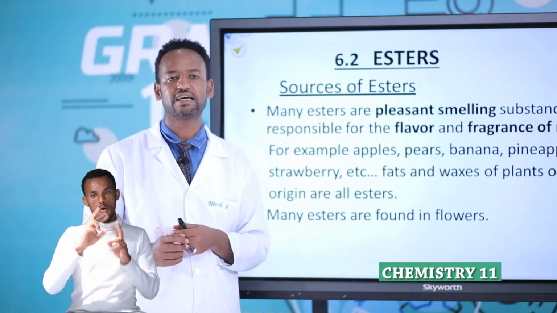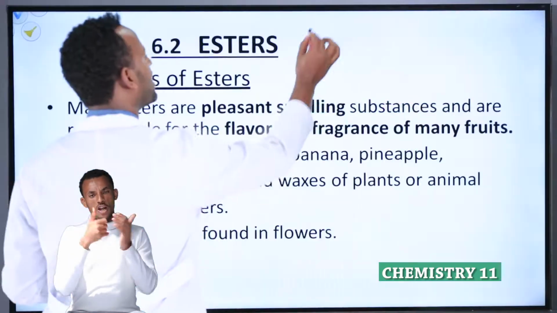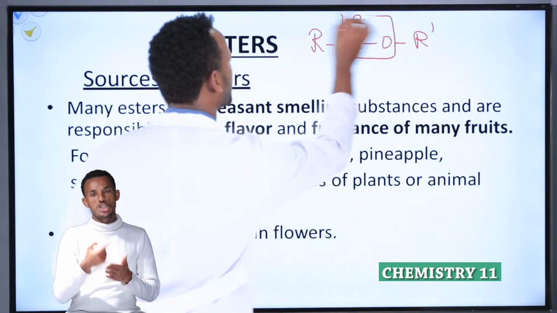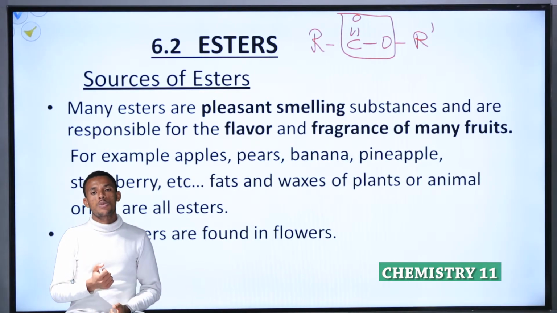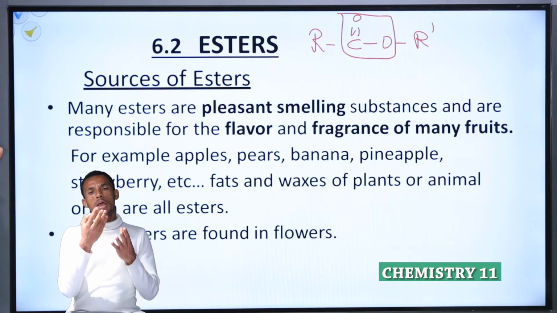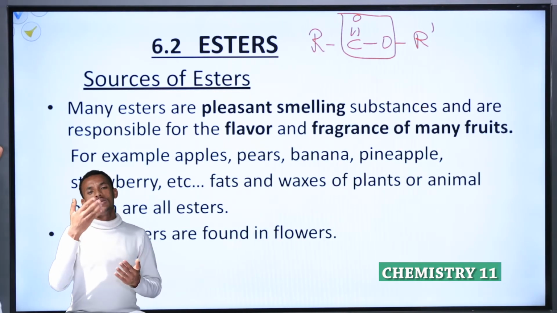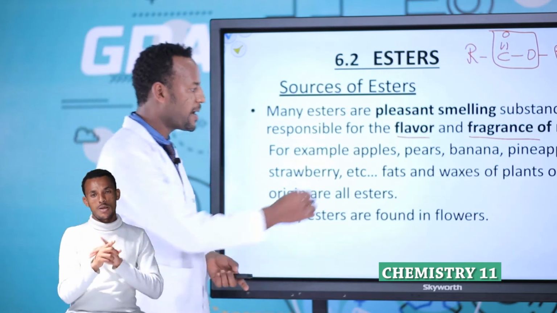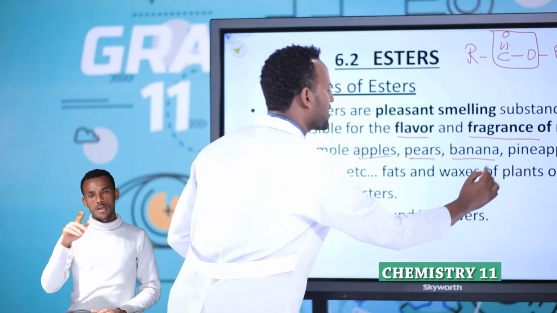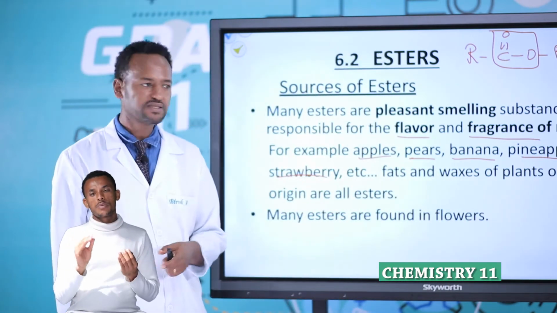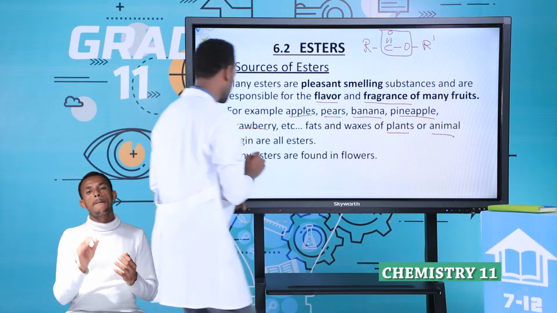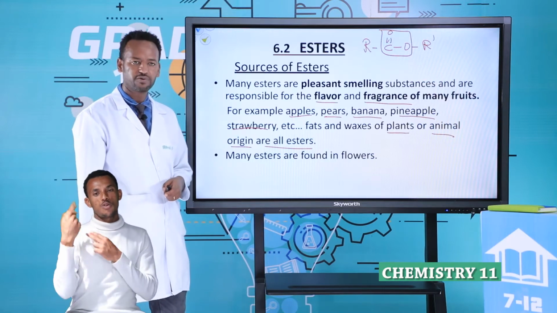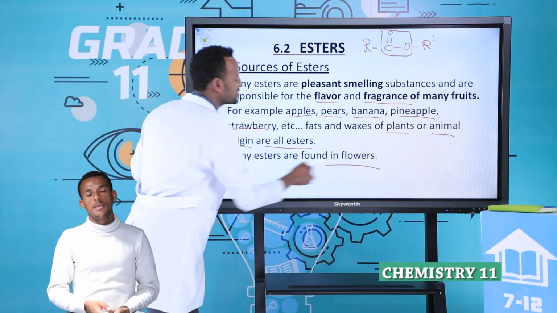The other subtopic is esters. Esters general formula: RCOOR prime. This is the ester functional group. Source of esters. Many esters are pleasant smelling substances, with a good smell, and are responsible for the flavor and the fragrance of many fruits, for example apples, pears, banana, pineapple, and strawberry. Fats and waxes of plants or animals are all esters. Therefore, esters are responsible for good flavors.